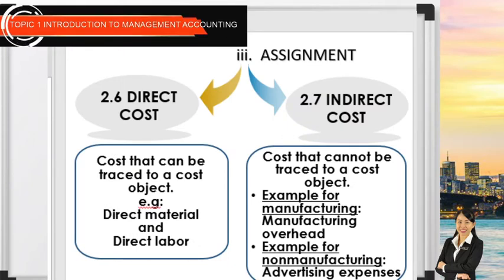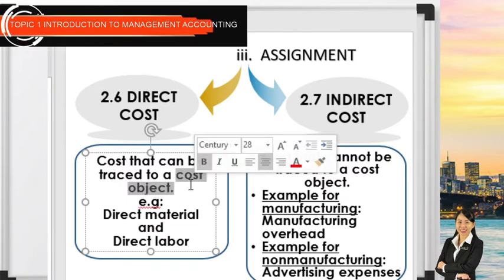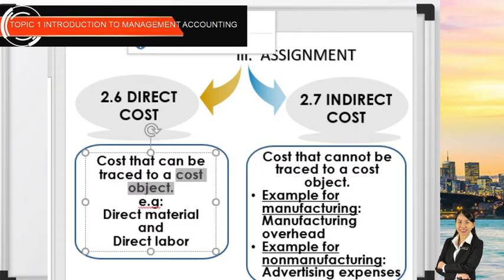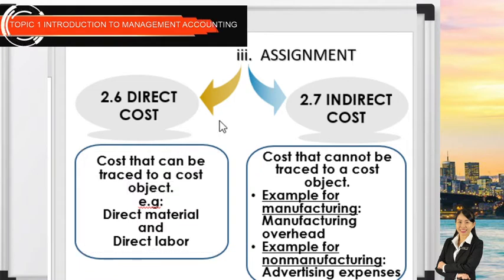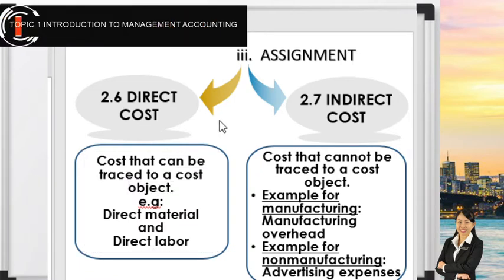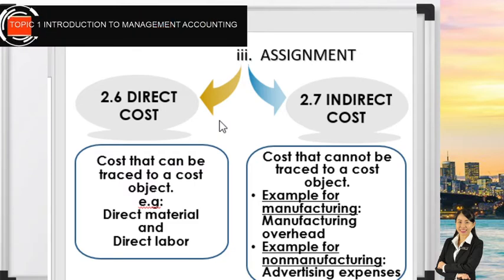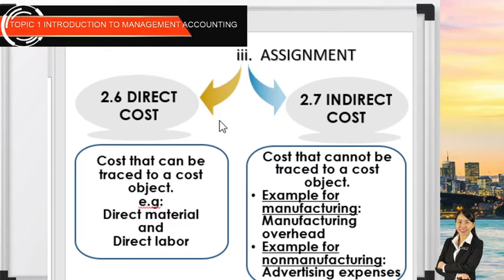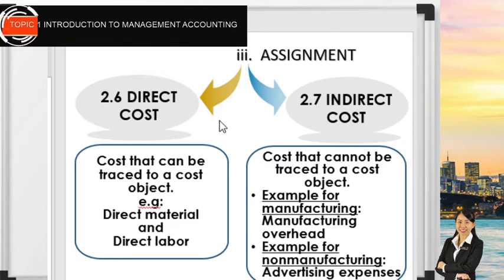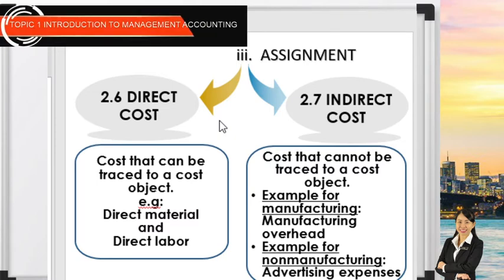Okay, direct cost means cost that can be tracked to the cost object. The keyword here is cost object. What is meant by cost object? It means costing that we can calculate accurately. Example, direct material and direct labor. We can calculate accurately how much usage of DM and DL.